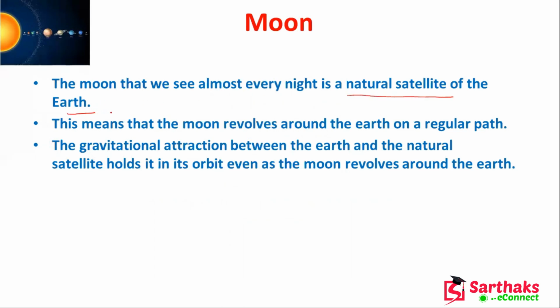So the moon revolves around the earth on a regular path, and the gravitational attraction between the earth and the natural satellite, that is the moon, holds it in its orbit even as the moon revolves around the earth. The moon is the earth's only natural satellite, and together we can call it the earth-moon satellite system.